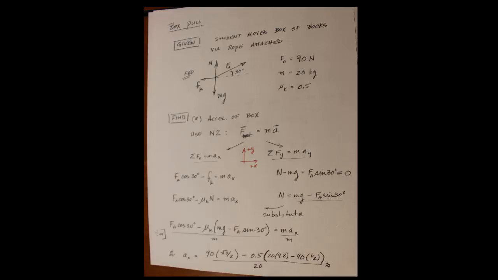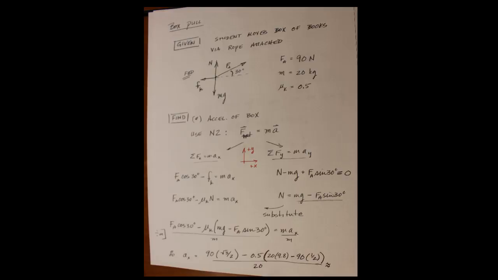And then in the y direction, we've got the normal force in the positive direction minus the gravitational force, mg, and then plus that component of the applied force, so Fa times the sine of 30 degrees. In the y direction, there will be no acceleration. He's not lifting the box off the ground, and it's not sinking into the ground or anything like that. So mass times the acceleration in the y direction will be 0.